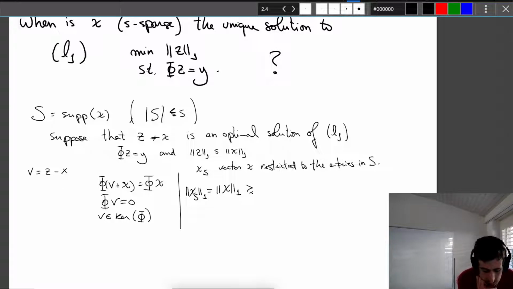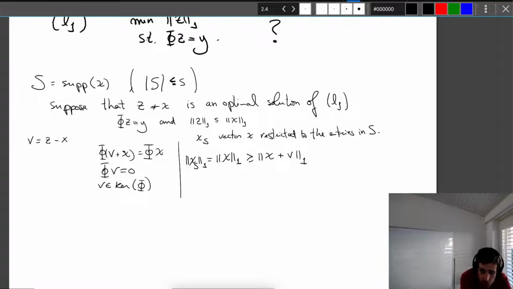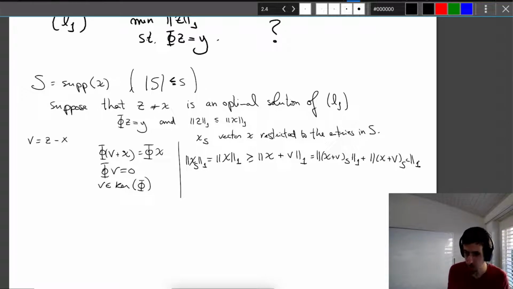But we know also that this must be bigger or equal than the L1 norm of z, so this must be bigger or equal than the norm of x plus v. Okay, so far I haven't done much. But now the L1 norm of x plus v: the L1 norm of a vector is the sum of the absolute values of the entries. If I look at a particular subset of the entries, the L1 norm is the L1 norm on that subset of entries plus the L1 norm on the rest of the entries. So now I can write that this is equal to the norm of x plus v in S plus the L1 norm of x plus v outside of S. With the L2 norm, you have to be a bit more careful, you have to put a square root and so on, but with the L1 norm, this is perfectly fine.